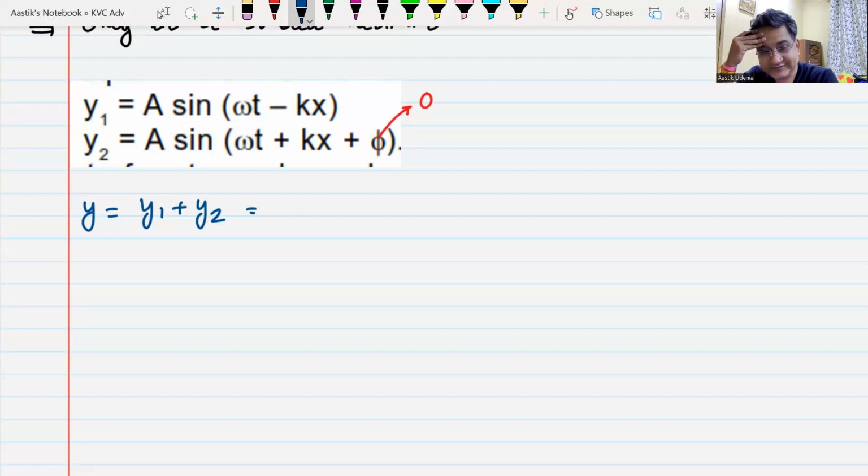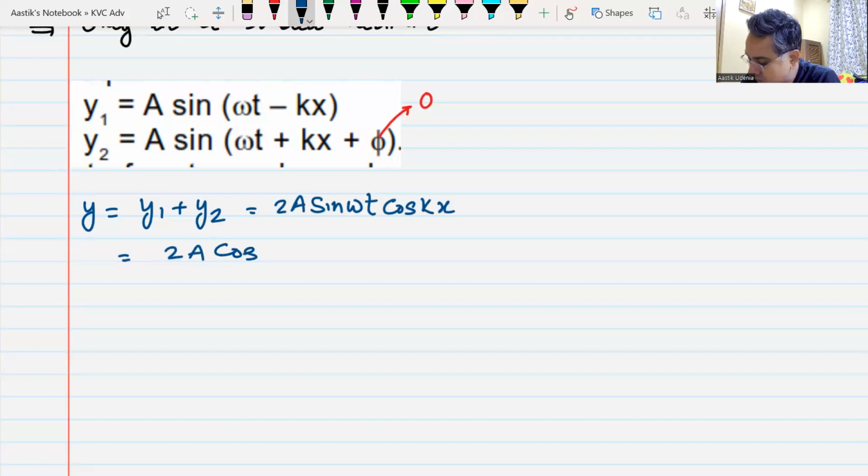2a sin ωt, okay, thank God. 2a sin ωt into cos kx. That is correct. So I can now write it like this: 2a cos kx times sin ωt. Yes or no? Yes, sir.